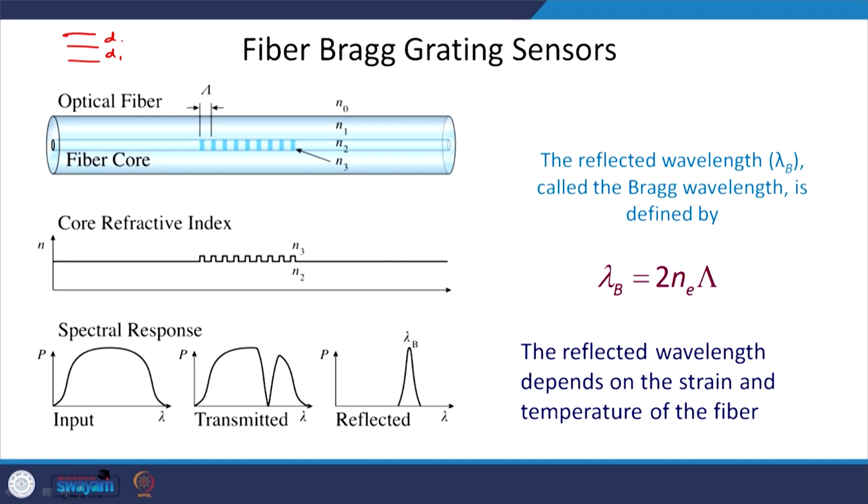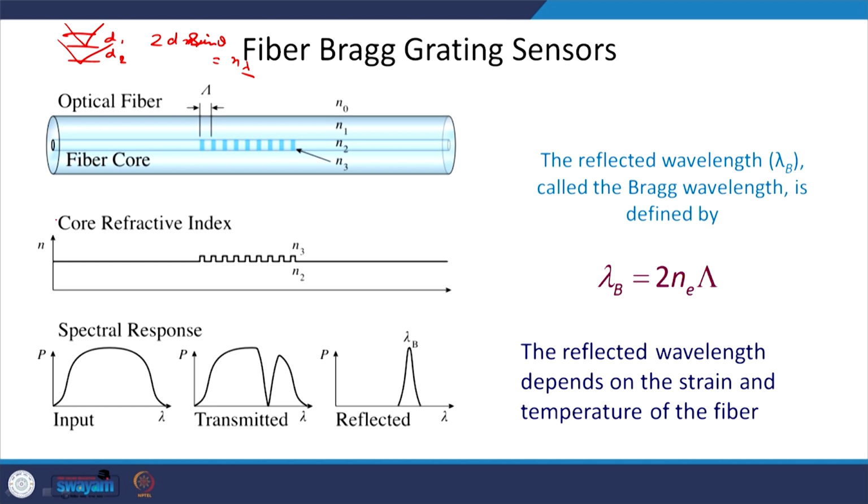Fiber Bragg grating sensor. We saw Bragg diffraction, and there we saw that if you have different layers placed at D1, D2, D1, D2, D3, something like this, and light comes and strikes like this, then we had the condition 2d sin theta equal to n lambda. Here, if you have a refractive index, there will be an n term also. This kind of structure with periodic variation in refractive index can be written in an optical fiber also.